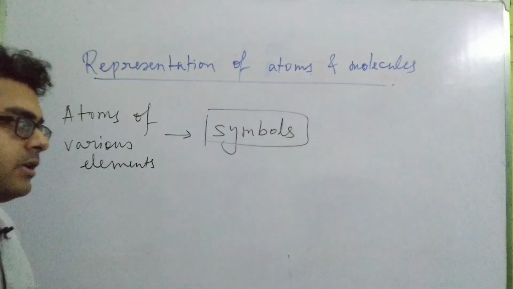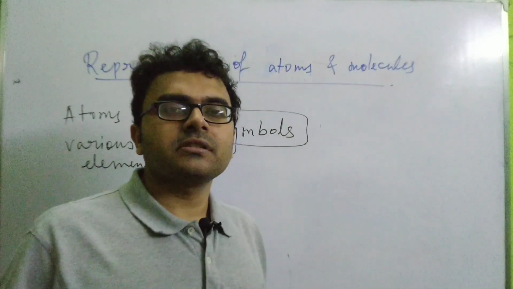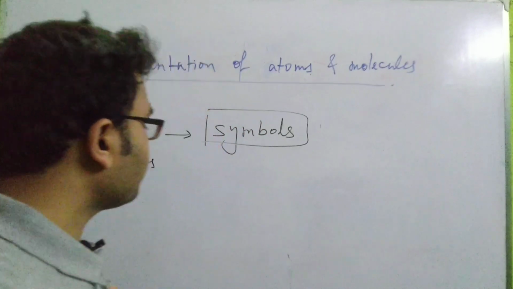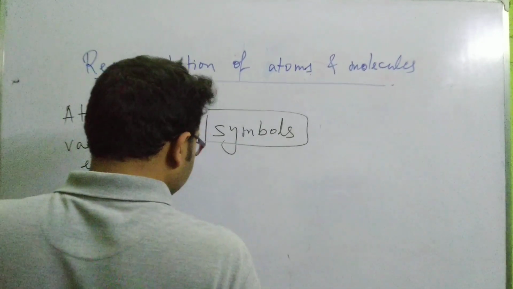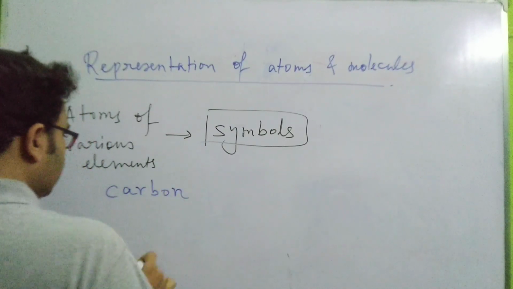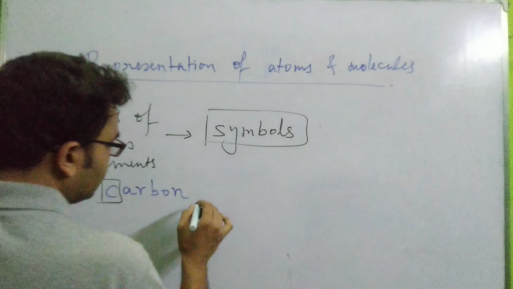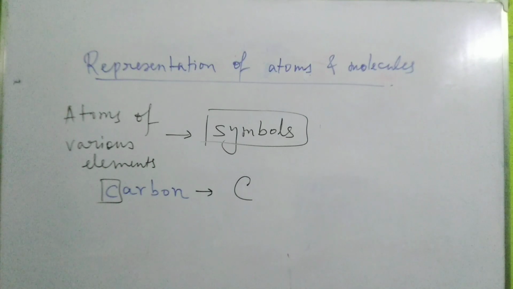Now, most of the time these are the English names. In some cases, some Latin names are also considered to assign the symbols. For example, if you want to represent the atom of the element carbon, carbon is the English name, so you take the first letter of this name, C. When you write just a capital C, it represents one atom of the element carbon.